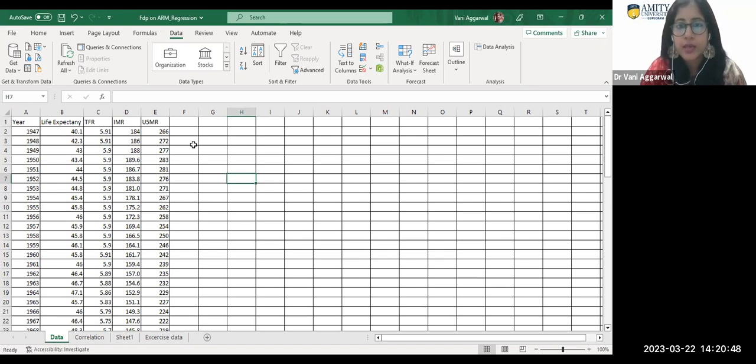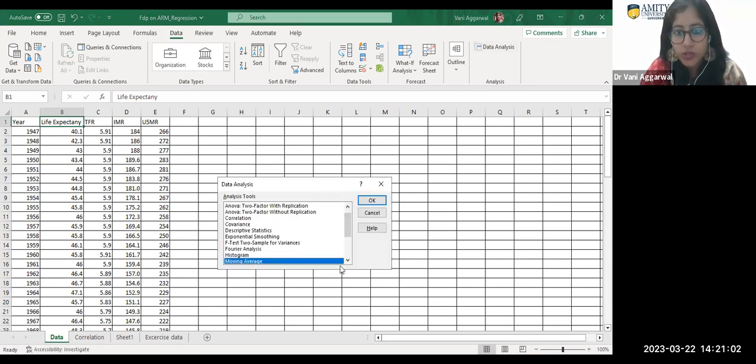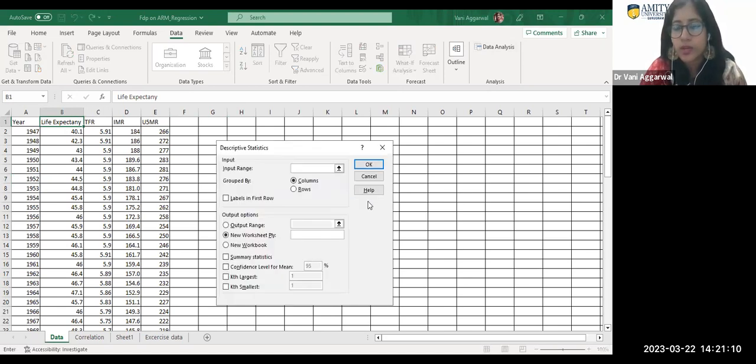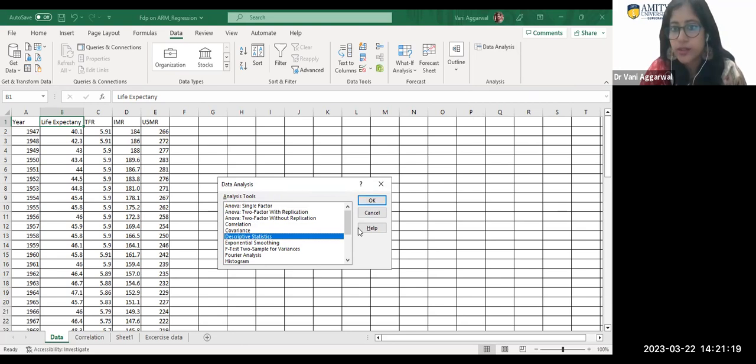Okay, so for example, I want to know the descriptive statistics of this series, life expectancy. So I'll go to data analysis. Then there is this option of descriptive statistics, and I'll say OK. I repeat the step: if you click on data analysis, this tab will be in front of you. Under this, click on descriptive statistics and then click on OK.